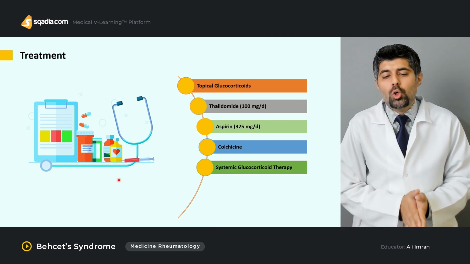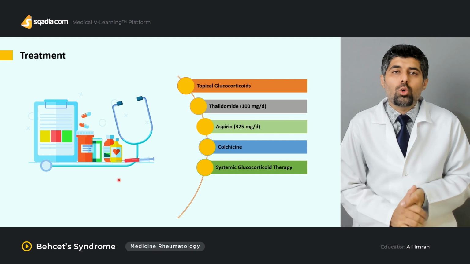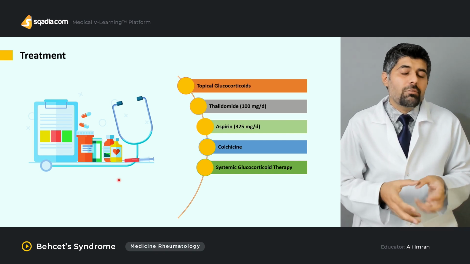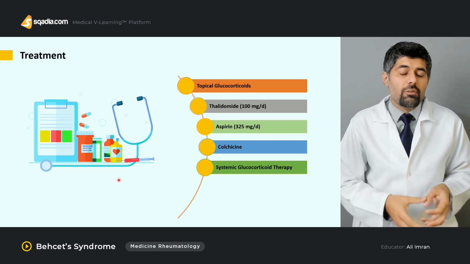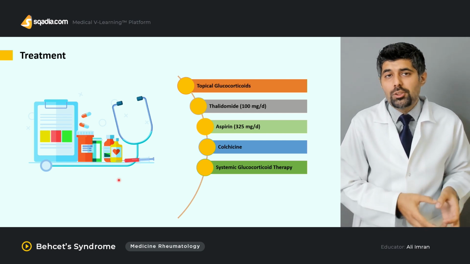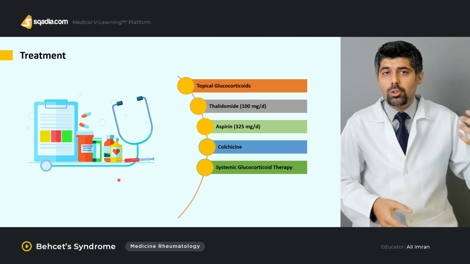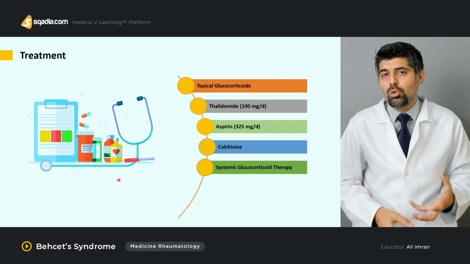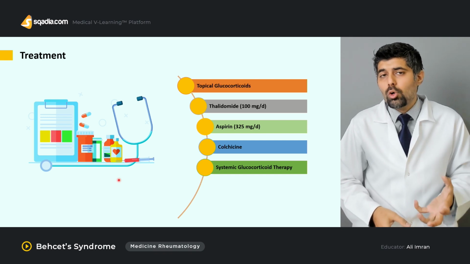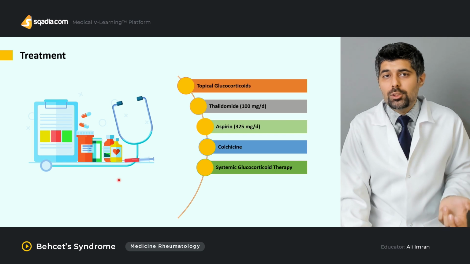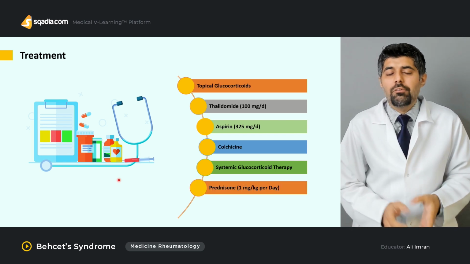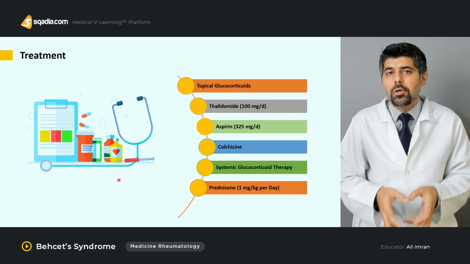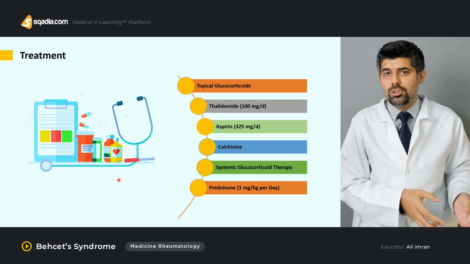Next, we're going to talk about the systemic glucocorticoid therapy. Now, systemic glucocorticoid therapy is given to those patients which have high morbidity of the Behcet syndrome. So instead of giving the topical steroids, we give intravenous systemic glucocorticoids. And the glucocorticoid of choice is prednisone. And prednisone is given as 1 milligram per kg of body weight per day in the patients with Behcet syndrome.